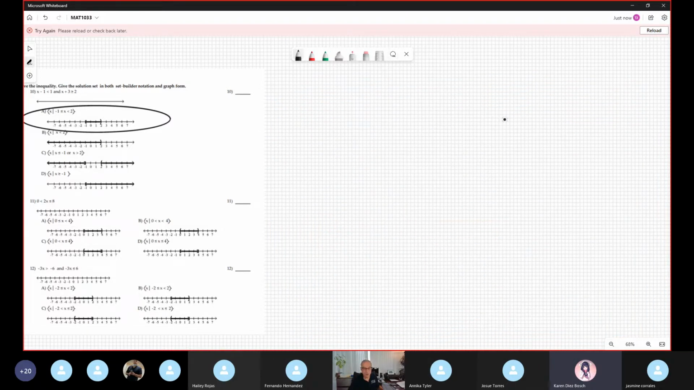Okay, question 11 looks weird because it's 0 less than 2x less than or equal to 8. I don't understand, professor, because you explained that a compound inequality is two inequalities. Actually, this is equivalent, 100% to write like that.